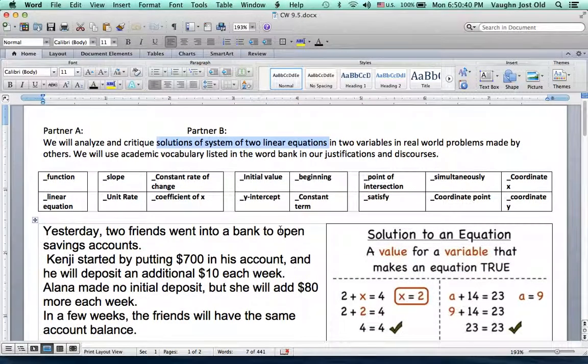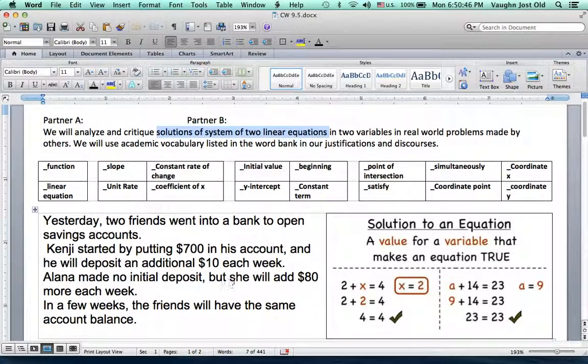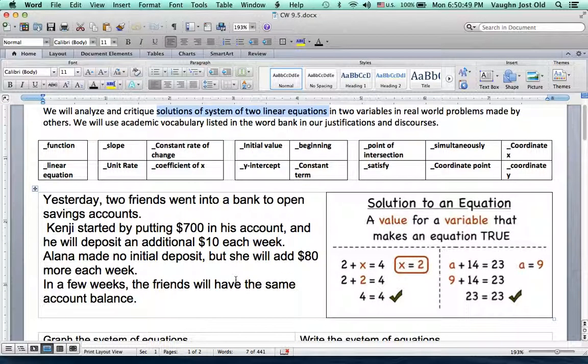But we're dealing with linear equations that have two variables and that are in the form of y equals mx plus b. And so what we're wanting to find is what numbers can we plug in for x and for y that will make both linear equations true.